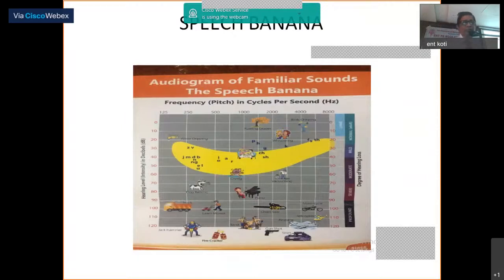Okay. So now the speech banana is also useful when you pick a person with a hearing aid. His audiogram should come between this speech banana. Only then the patient will tell you I can hear better with the hearing aid. Otherwise, you will not be happy with the hearing aid.